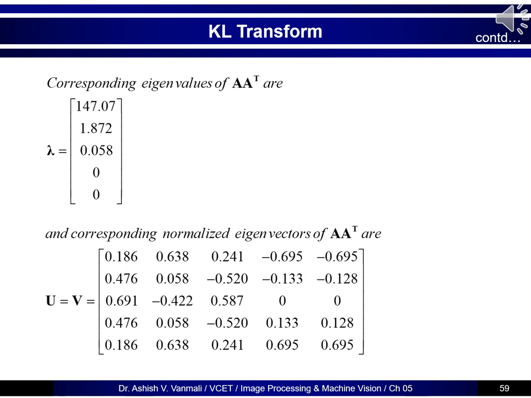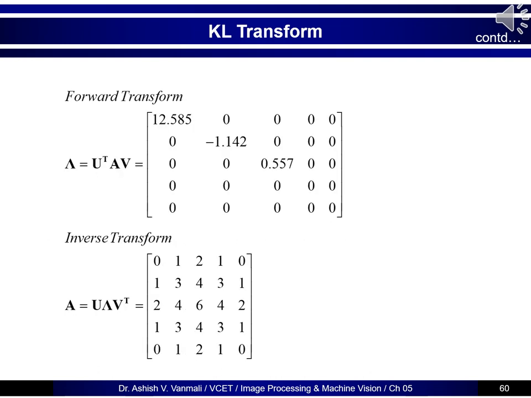Then the transform image can be formed. The transform image will be capital lambda as U transpose A V. If you substitute the values, you will get this answer. You can clearly see that the final transform image is a diagonal matrix. That means the non-zero elements will be only along the diagonal and all the remaining elements will be zero. That is the main crux of the KL transform. Only as many non-zero elements as the size of the principal diagonal can be present in the transform image, and that is how it gets the maximum energy compaction.